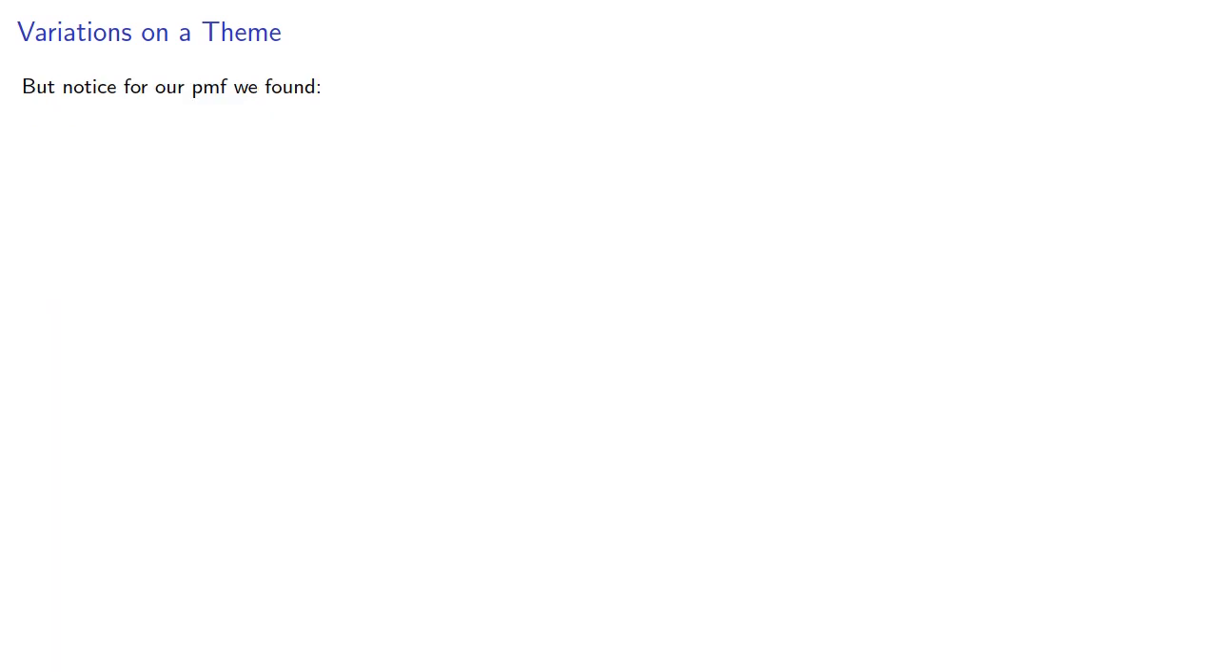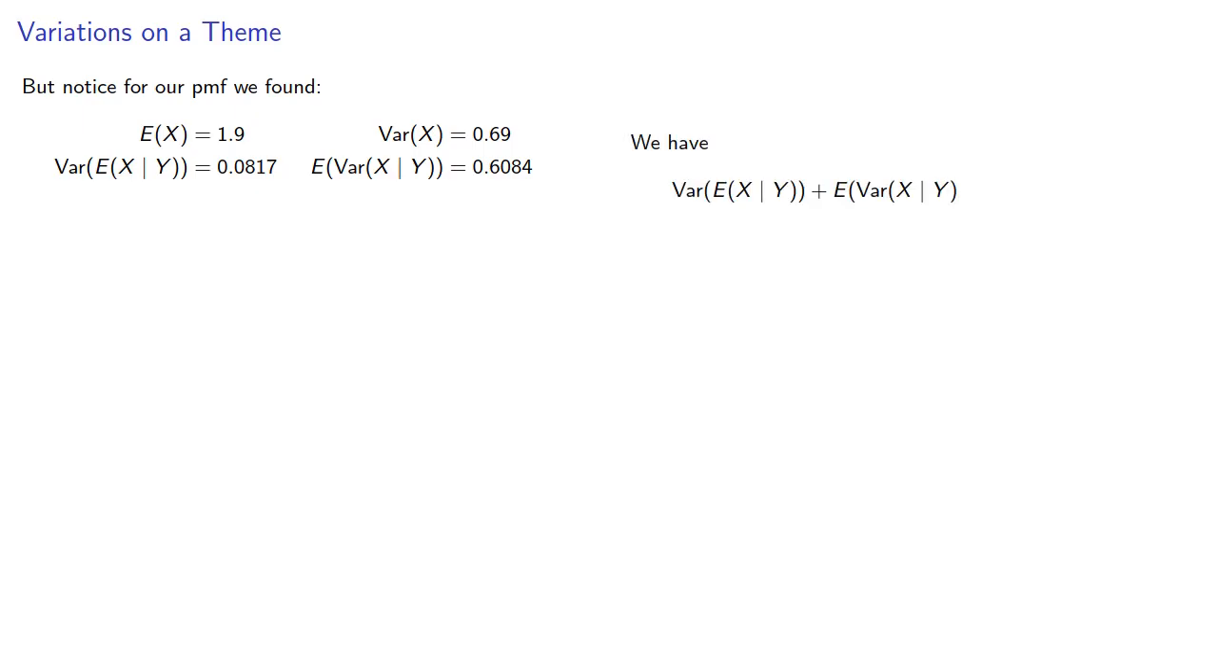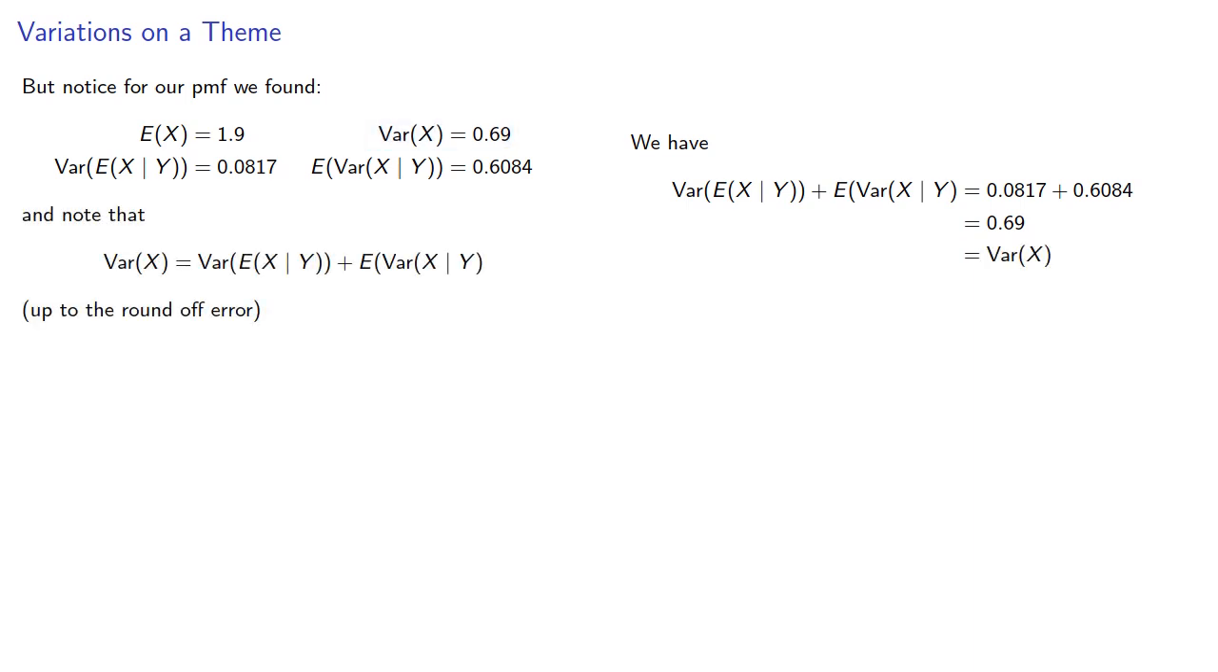But notice that for our PMF, we found the expected value of x and the variance of x, and we also found the variance of the conditional expectation and the expected value of the conditional variance. And we notice that if we add those two together, we get a value which is the same as our variance, at least up to the round-off error. Was this a coincidence? We'll take a look at that next.